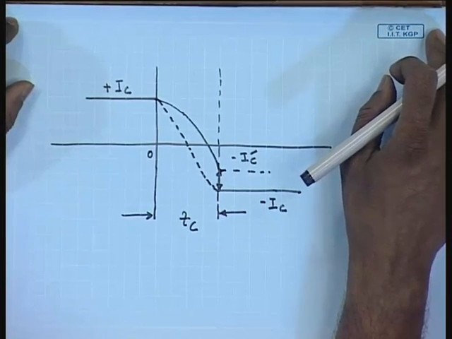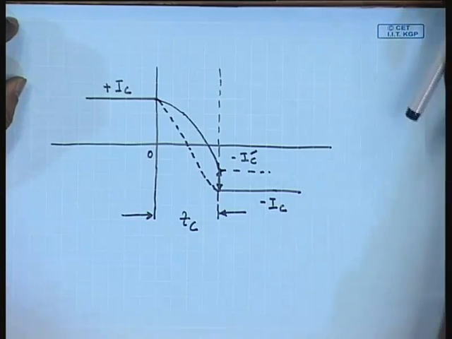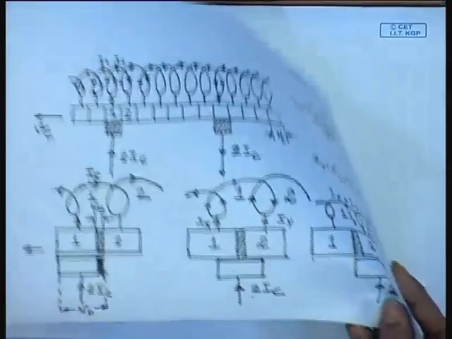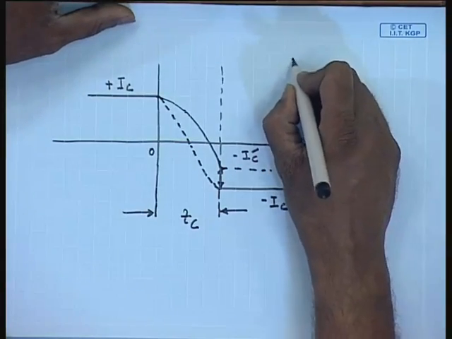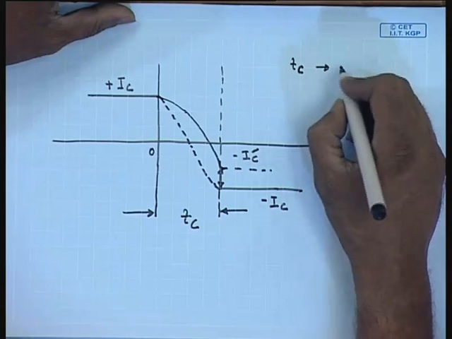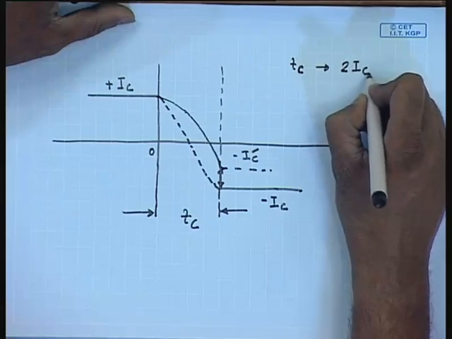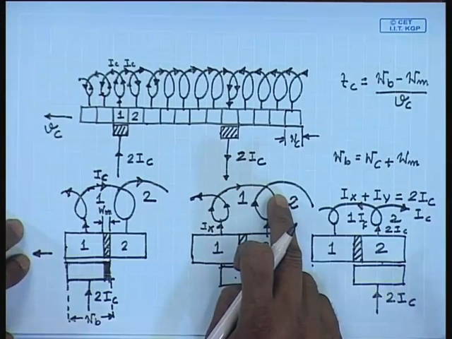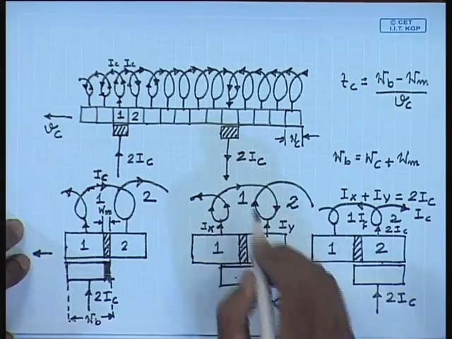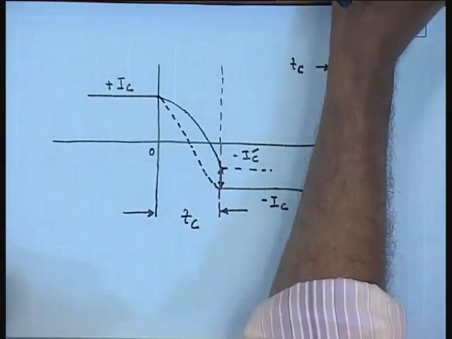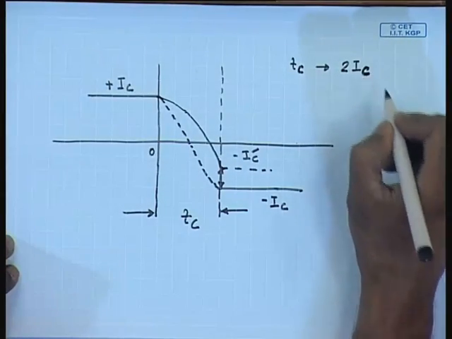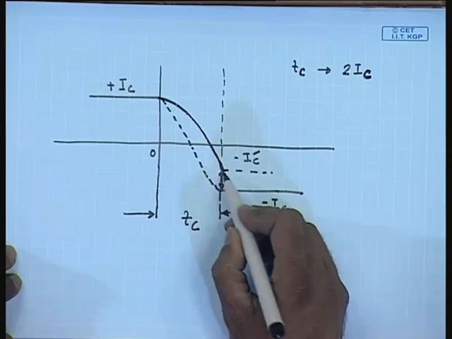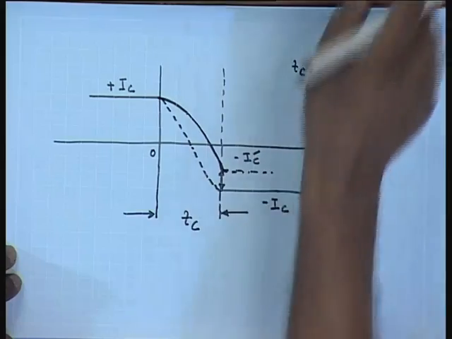But let us first find out what are the reasons for under commutation. First is the self inductance of the coil. We see that in time Tc, the current changes from plus Ic to minus Ic. So, net change in current is 2 Ic. Now, the coil undergoing commutation has some leakage inductance. This is mostly due to the overhang part of each coil. So, a coil will have a leakage inductance of Lc. So, this leakage inductance will delay the change in current in the coil undergoing commutation.